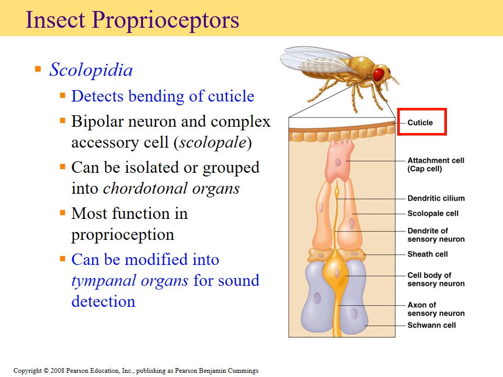that are able to detect the sensation, and also we can see that it can be modified to turn into a tympanal organ. The tympanal organ will then acquire a different function. Instead of only focusing on proprioceptors, it will also be used to amplify sound detection. So we definitely go ahead and we'll explore that a little bit more. But for now, if you see the term scolopidia, I want you to think about the fact that that is what insects use for their proprioceptors.